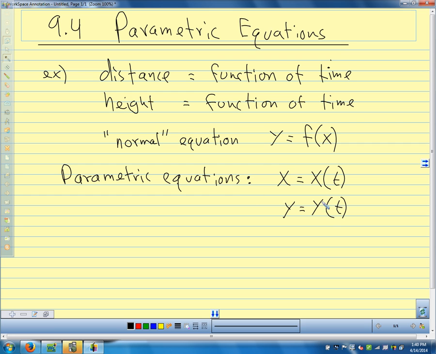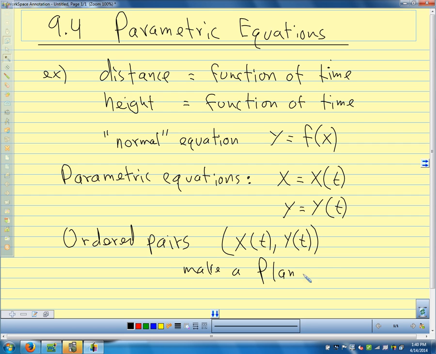If we make ordered pairs of these x's and y's over some interval, so we're plugging in for our parameter t equals 0 to t equals 10, we get an x value for each value of our parameter t and a y value. We call that set of ordered pairs a plane curve. This is how we draw a sketch of our parametric equations. They call that sketch for parametric equations the plane curve. And t is the parameter.